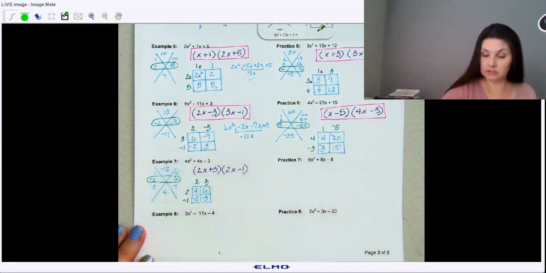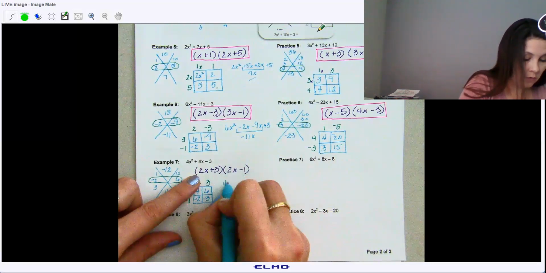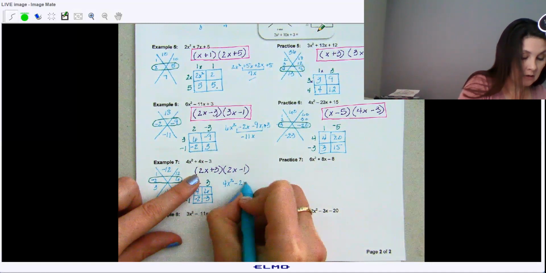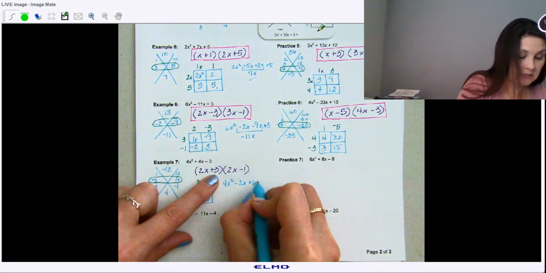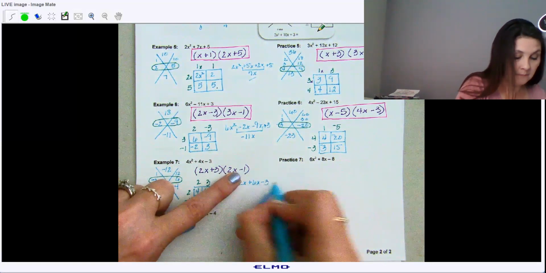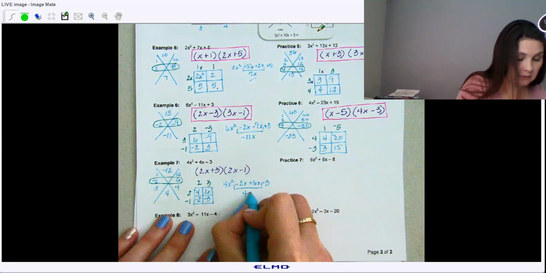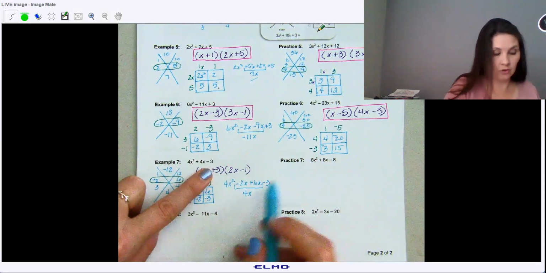So let's use FOIL to check this. 2x times 2x is 4x squared. 2x times a -1 is -2x. 3 times 2x is 6x. And 3 times a -1 is a -3. And then when we combine our like terms, we get 4x. So we have 4x squared plus 4x minus 3. So that works out.